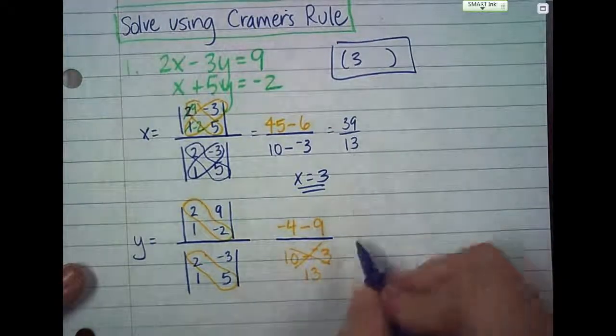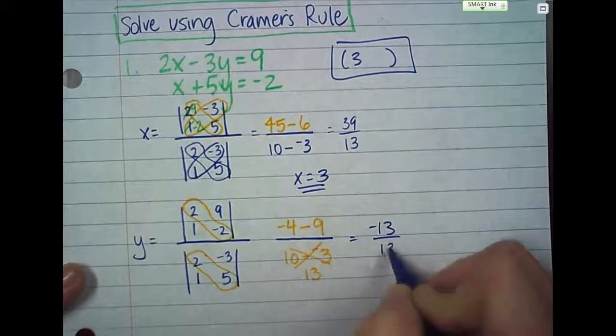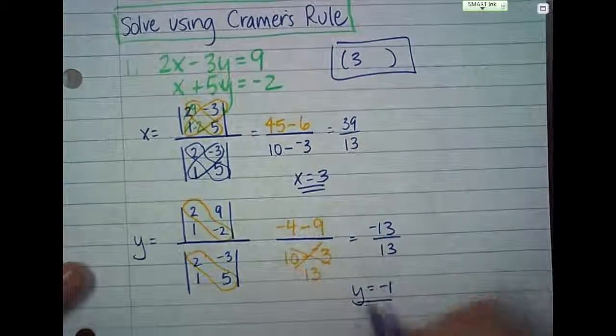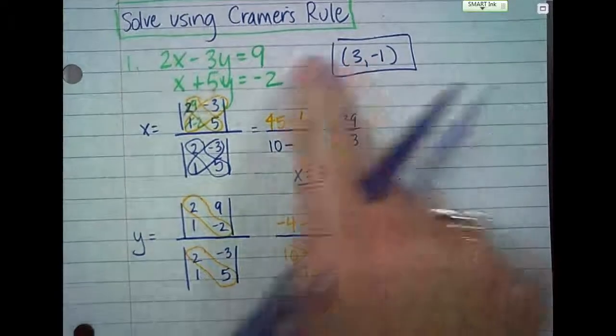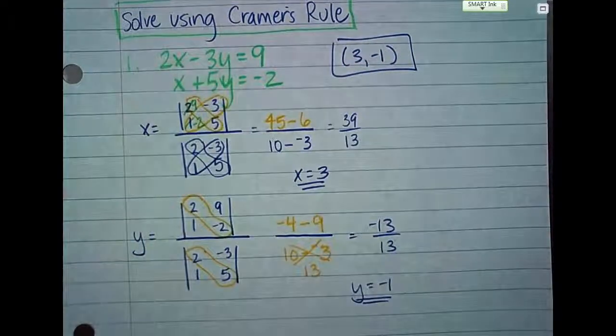So you ended up with negative 13 over 13, so what's y? Negative 1. How can I check my answer to make sure I was right? Yeah, take this and plug it in. Look. Okay, go to the next problem.